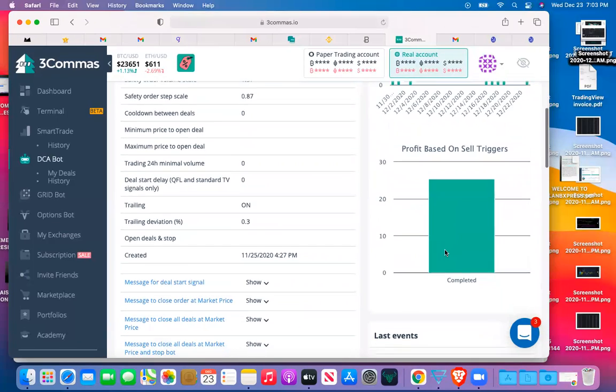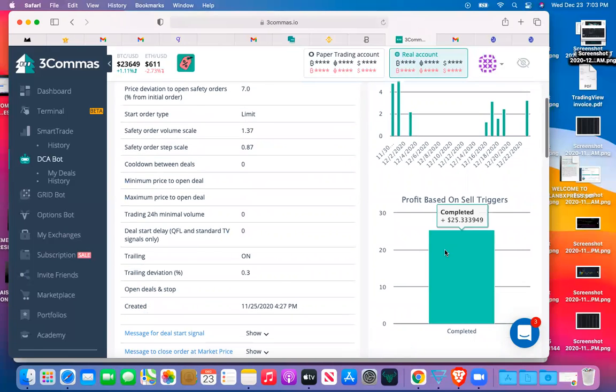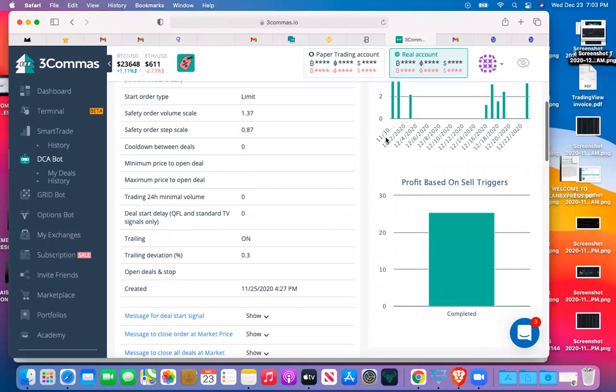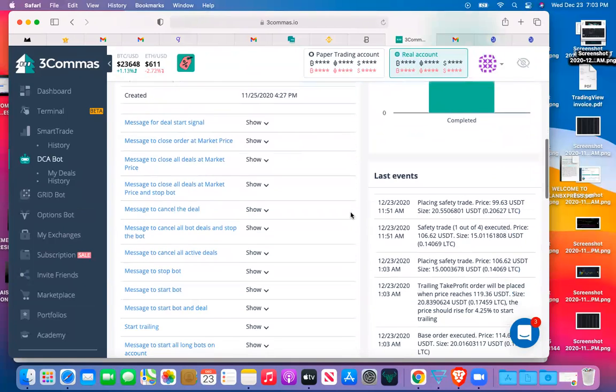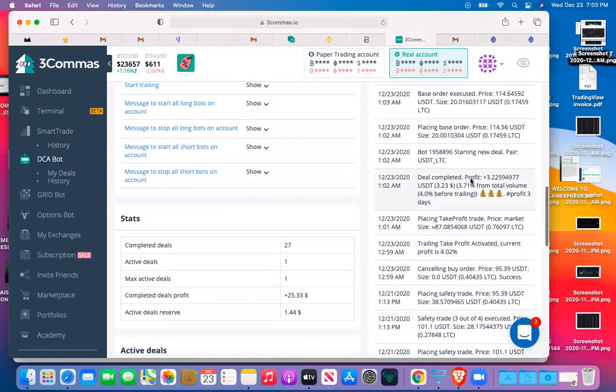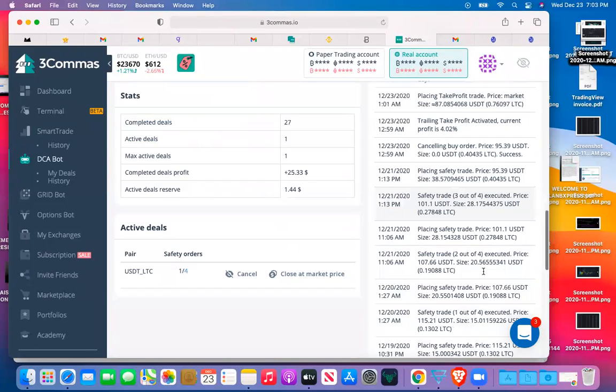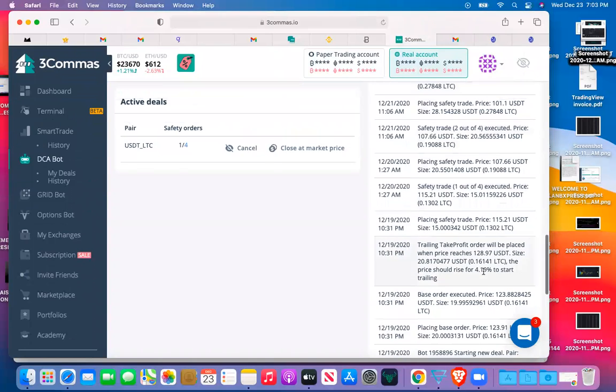So Litecoin, you can see Litecoin, right? Litecoin on the 30th of November, up to the 22nd, that was yesterday, closing deals, profit deal completed, profit 3.2%, at $3.2 per deal. So it's easy for you to complete deals faster when you have a lesser percentage profit taken, especially on a coin that has very good volatility.